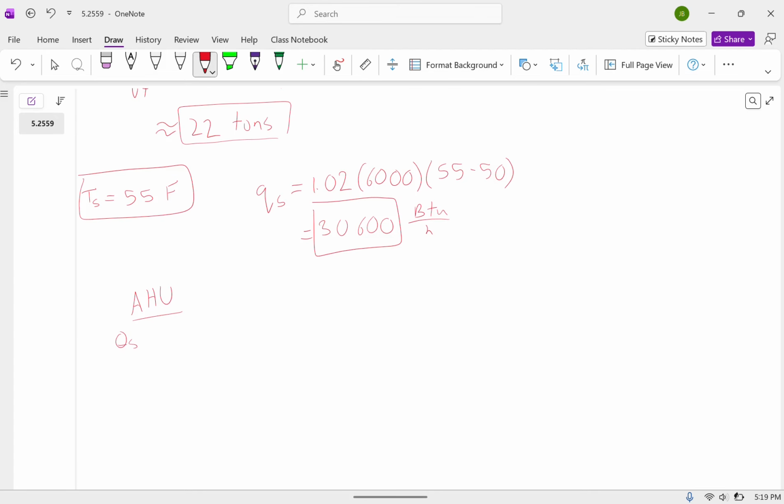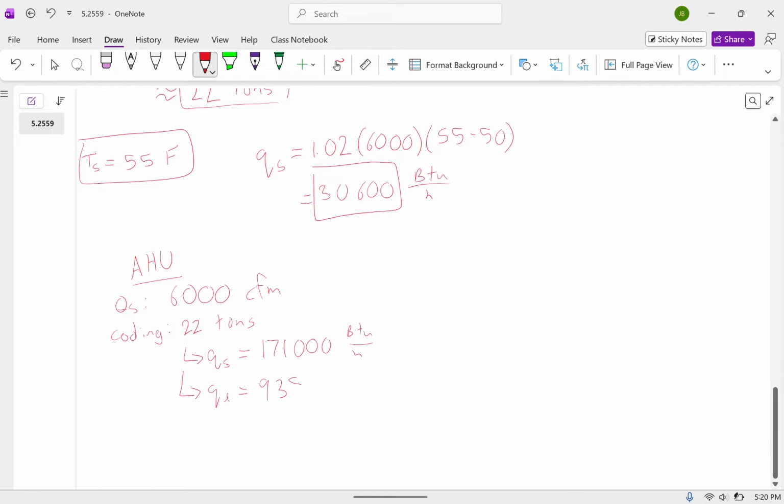Summarizing our air handling unit, we now have 6,000 CFM of supply airflow. We have 22 tons of total cooling, which is split into about 171,000 BTU per hour if we're just rounding it, and about 93,500 BTU per hour of latent cooling. So we can size our cooling coil now because we know our sensible and latent values, because both of these are going to play a role in sizing that cooling coil. And we can size our reheat coil, which is going to be sized for 30,600 BTU per hour of total sensible heating.